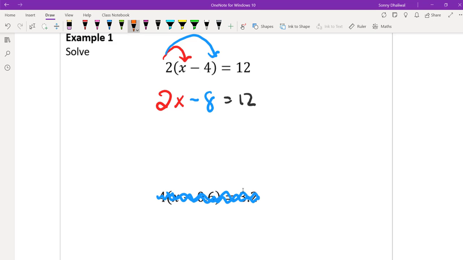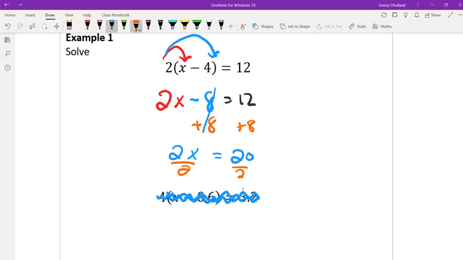It's subtracting right now, but you add it. Add it. And add it. So the 8's cancel out. We're left with 2x is equal to 20. Divide by 2. Then we divide by 2. X is equal to 10.